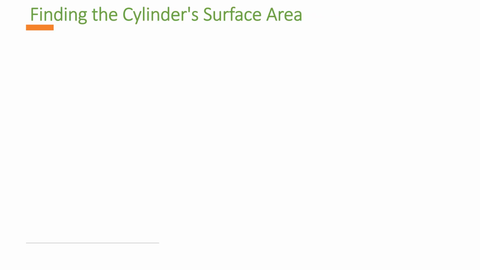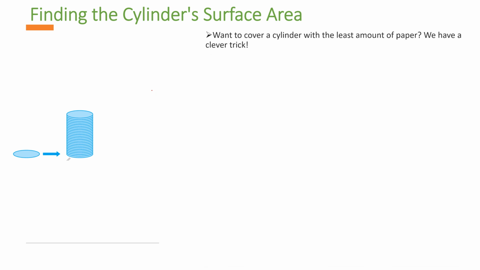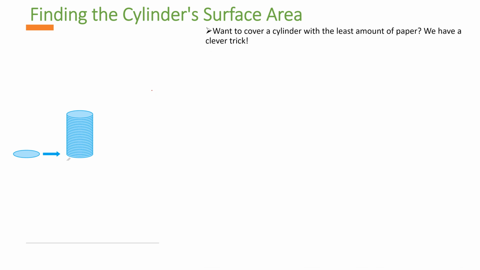Now that we understood what a cylinder is, let's go one step ahead and find the surface area of a cylinder. Now we learned it, right? From the plane figure we obtained the 3D figure, that is, from circle to the cylinder we moved, right? Now let's try to cover this cylinder with the least amount of paper. The challenge is to cover it with the least amount of paper, and we have a clever trick. Look at it.